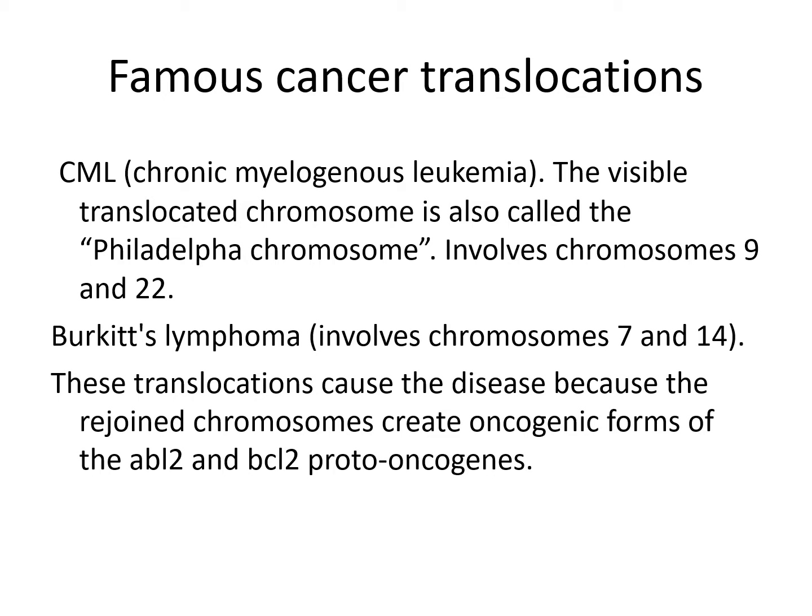CML, or chronic myelogenous leukemia, is the result of a translocation which has been known for a long time, which results in the formation of an abnormal chromosome called the Philadelphia chromosome. It involves chromosomes 9 and 22 and a reciprocal exchange of parts between those two chromosomes. We'll talk about that in a sec. The other equally famous one involves Burkitt's lymphoma, which involves an exchange between chromosomes 7 and 14. These cause disease because the rejoined chromosomes create oncogenic forms of the ABL2 and BCL2 proto-oncogenes, respectively.